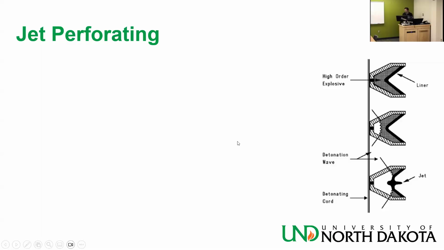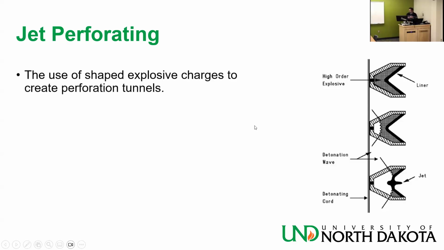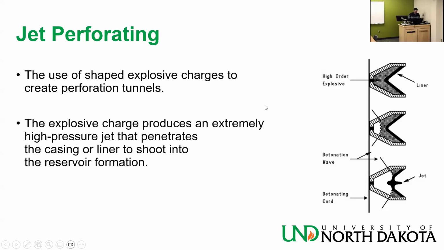Another kind, a more modern kind of perforation is jet perforating. This is basically, you have a high order explosive, which will release a lot of energy into the rock or casing, cement sheath, and rock, and break them. Or create a perforation tunnel through them with a shaped explosive charge.